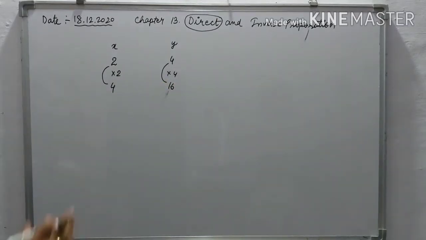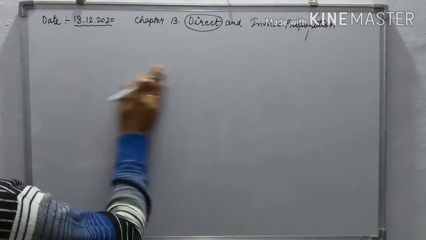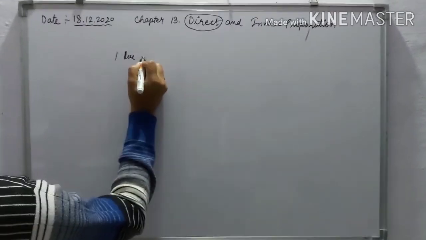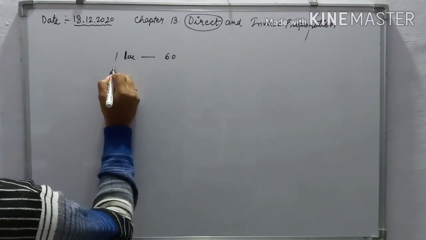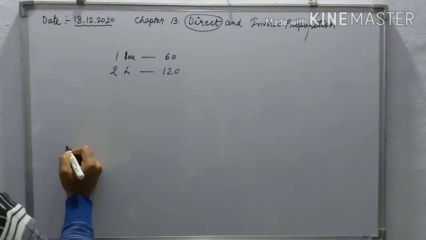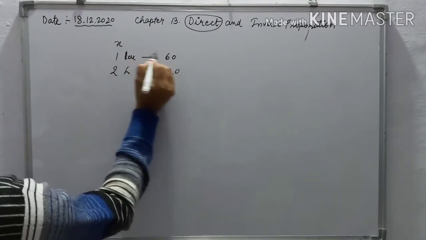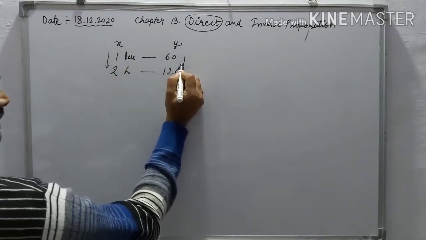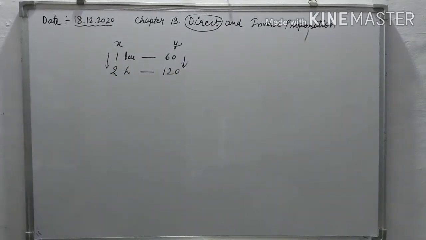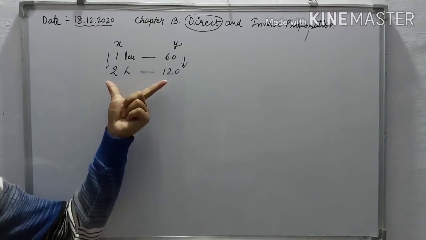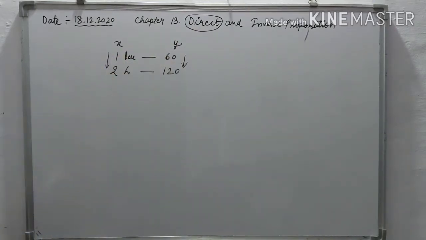In the second example, one car runs 60 kilometers on 1 liter of petrol. It means 2 liters of petrol will run 120 kilometers. So as the value of x increases, similarly the value of y increases. This type of proportion is called direct proportion.